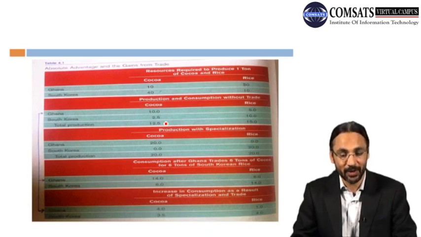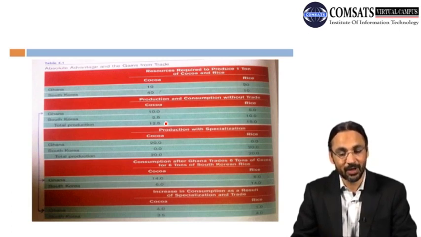And when they are swapping their product, 6 tons of cocoa with 6 tons of rice across the countries, what's going to happen? Ghana will be left with 14 tons of cocoa and 6 tons of rice, and South Korea will be left with 6 tons of cocoa and 14 tons of rice.